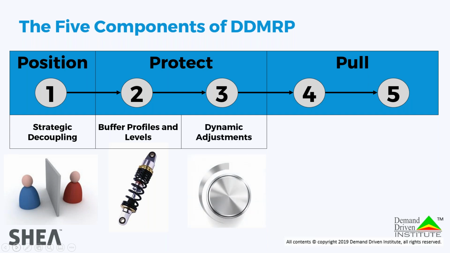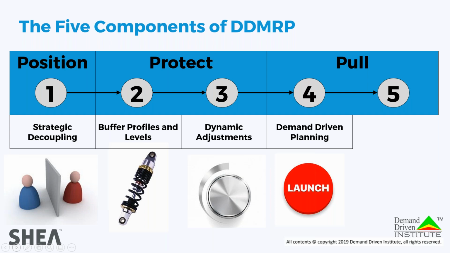And number 3 is dynamic adjustments. As the world is changing faster and faster, we need to adapt, and it needs to be dynamic. We may not see and be able to manually adjust everything. So we need to dynamically adjust as we see changes in demand and changes in our usage and changes in our lead time.